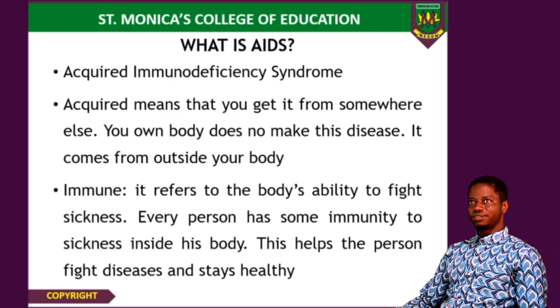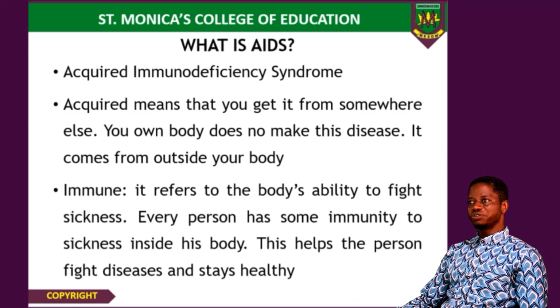What is AIDS? So we are done with HIV, then let's look at the meaning of AIDS. Acquired immunodeficiency syndrome. So the word acquired means that you get it from somewhere, and so your own body does not make this disease. It comes from outside your body. It means that probably you have sexual intercourse with an infected person. That's why we said it is acquired. You've gotten this from somewhere.